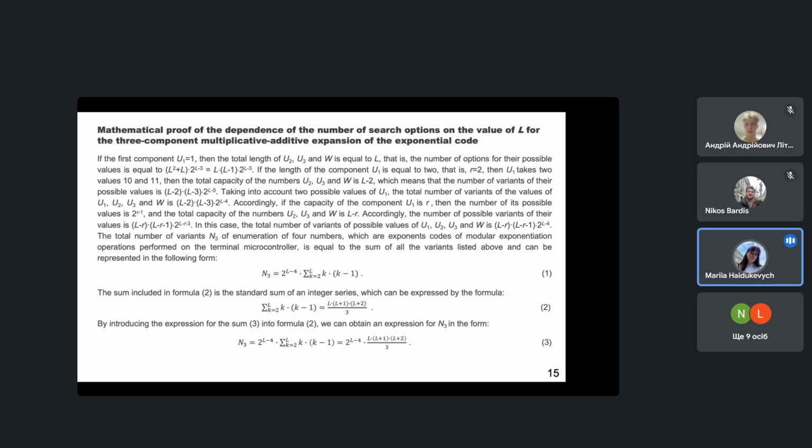This slide shows a diagram of obtaining the dependence of the number of search variants on the value of L for a three-component multiplicative additive decomposition. If you have any questions regarding the technology of the mathematical proof, I'll be happy to provide a more detailed explanation.